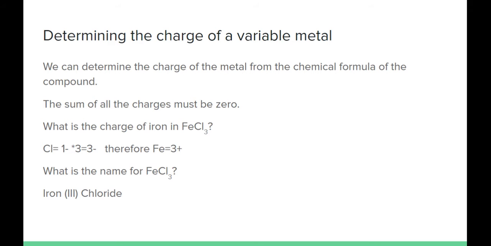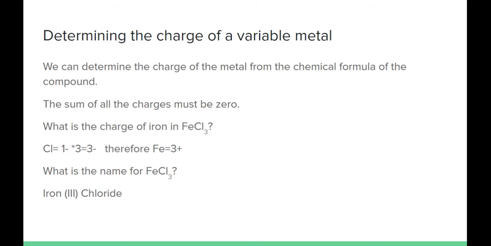So if I know that all of the negative charges and all of the positive charges will balance out to be 0, then I'll be able to find out what my charges for my cation and my anion will be. So for instance, I have FeCl3, right? I know that Cl is a 1 minus and that I have 3 of them because the subscript is 3. So if I take a 1 minus and multiply that by 3, I get 3 minus as a total overall charge for the chlorines.